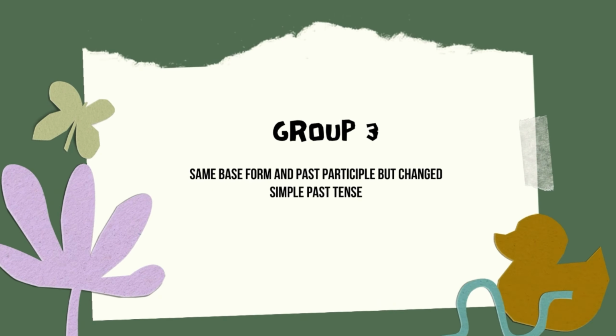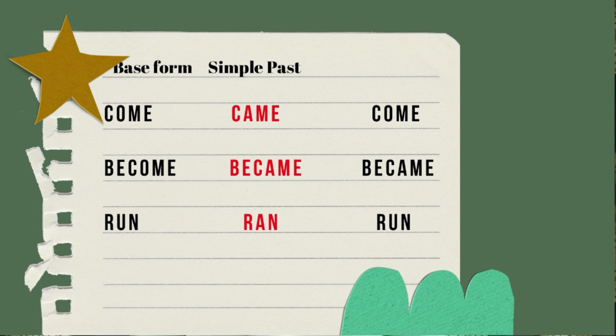Group 3 of irregular verbs. In this category, the base form and past participle remain the same, but in the past tense, it gets changed. Come, came, come. Run, ran, run. Become, became, become.